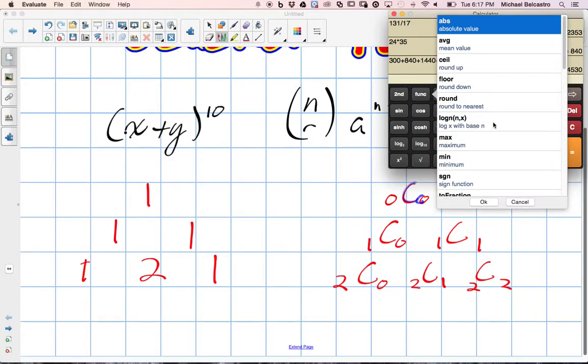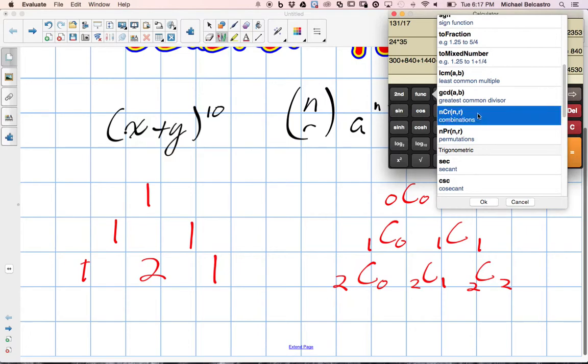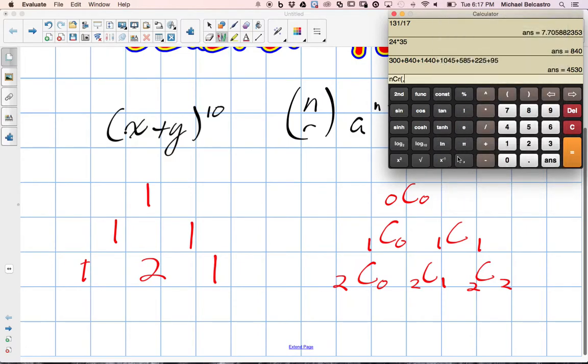Do I remember how to do it? I think I do. There it is. Okay, so here's our combination. If I said 0C0 equals, boom, it gives us the value of 1, right? And then the next line is 1C0 and 1C1. And according to Pascal's triangle, those both equal 1. So let's test it. That equals 1. And let's do it again. And 1 again. Great.